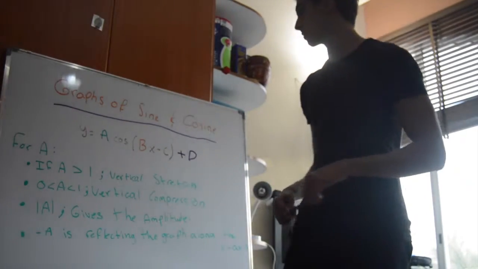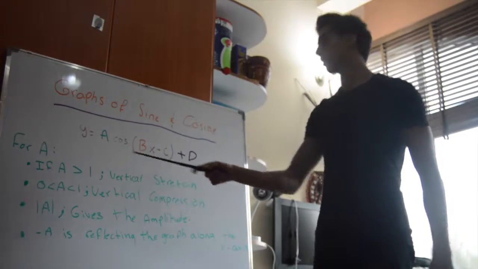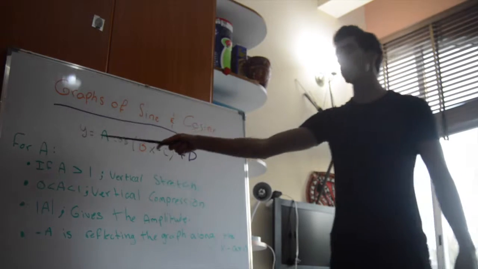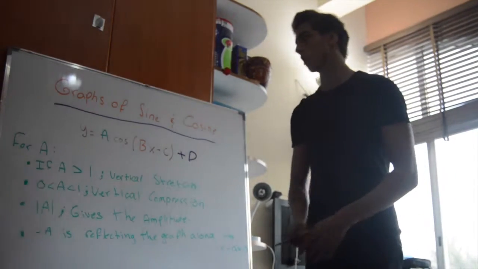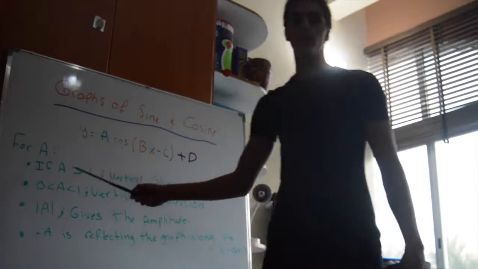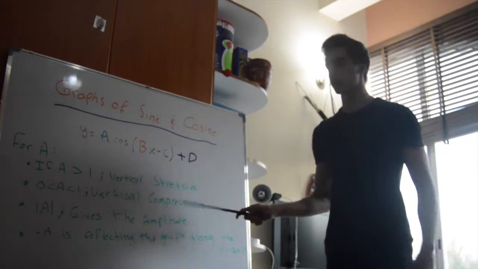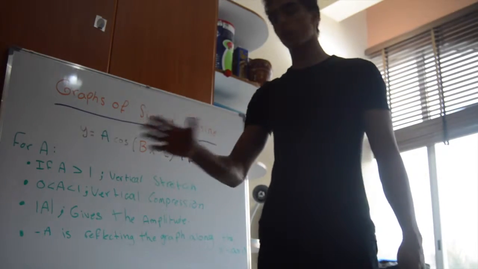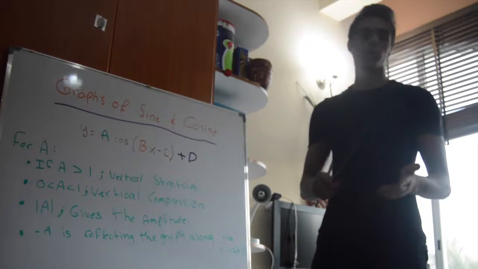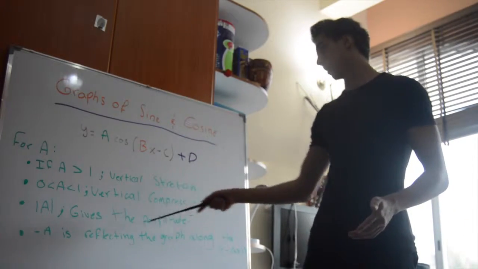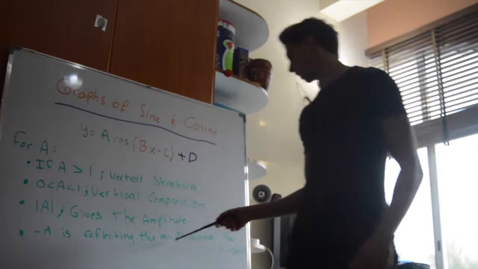So today's lesson is about graphs of sines and cosines, and here the general formula of cosine is y equals a cosine of (bx minus c) plus d. Now for a, if a is greater than 1, it will be a vertical stretch, and if a is between 0 and 1, it will be a vertical compression. The absolute value of a gives you the amplitude, and negative a reflects the graph along the x-axis.